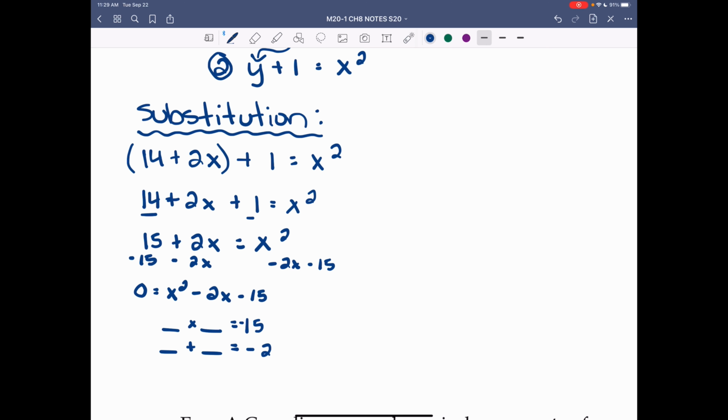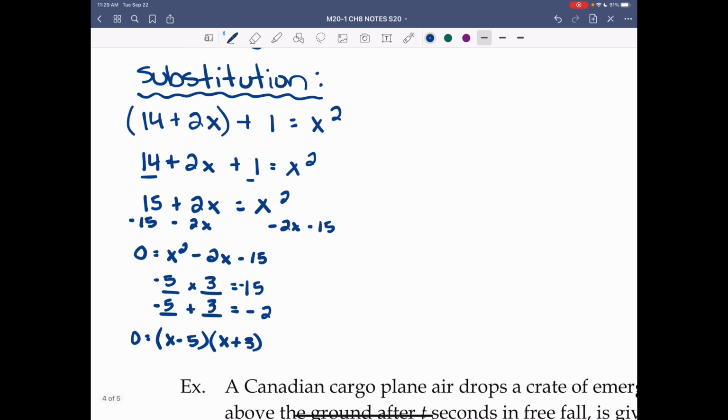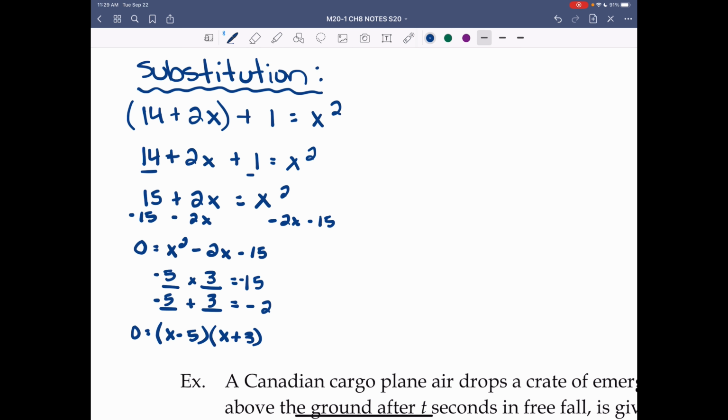3 and 5, if I make the 5 negative and the 3 positive, those would multiply to negative 15, and they would add to negative 2. Then I can write my factored form. 0 equals x minus 5 times x plus 3. Then I can find my x values, solving each of these binomial factors. x minus 5 equals 0, add 5 to both sides, x equals 5. x plus 3 equals 0, subtract 3 from both sides, x equals negative 3.